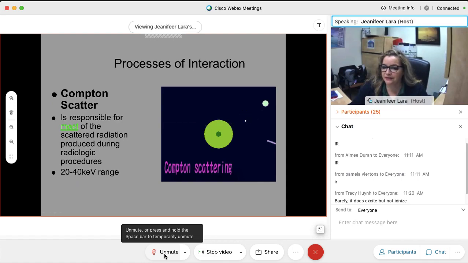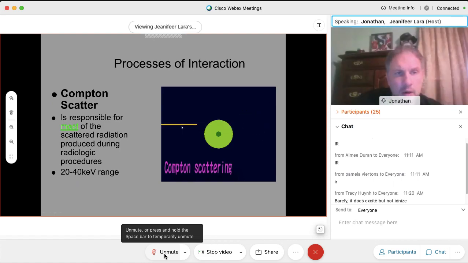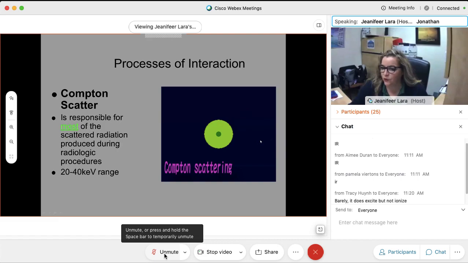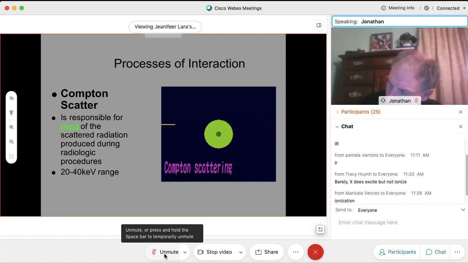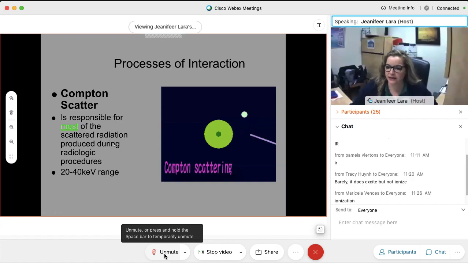What is that? Scattering energy? It is scattering energy. This is the scatter photon, and it's going in a different direction. But what is this? Ionization. Thank you. An electron is going out. So Compton scatter does ionize. It is an electron out. Not only is the incident photon coming in one direction towards the image receptor, it now has changed directions.